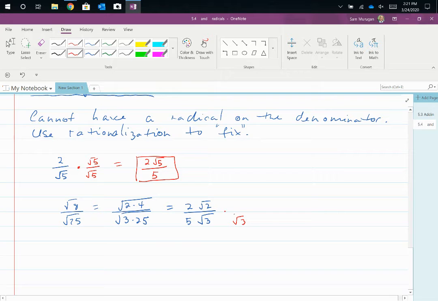So we're going to multiply both numerator and denominator by the square root of 3. This gives 2 times 3 over 5, and the square root of 3 times the square root of 3 is 3. So this is 2 square root 6 over 15.